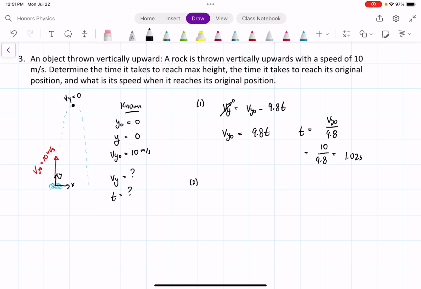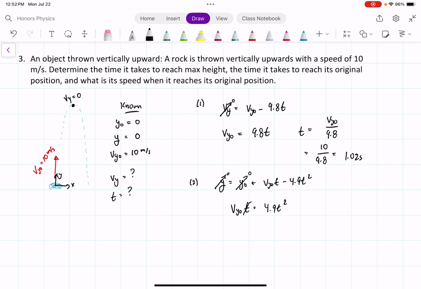So for part 2, we're trying to find the time it takes to reach its original position. We're going to use the second equation because we know everything but time. So our final position equals our initial position plus our initial velocity times time minus 4.9 t squared. In this, we know that our final position is 0, initial position is 0, and we know our initial velocity. So Vy naught t is going to be equal to 4.9 t squared.